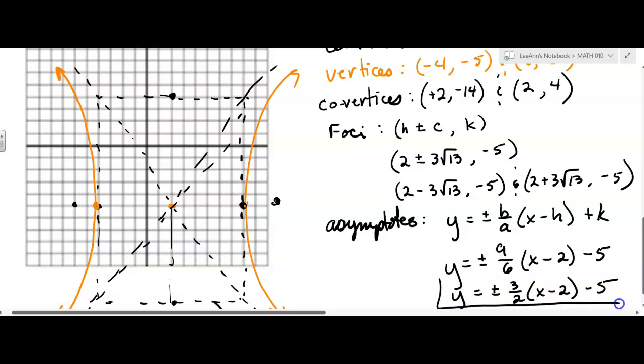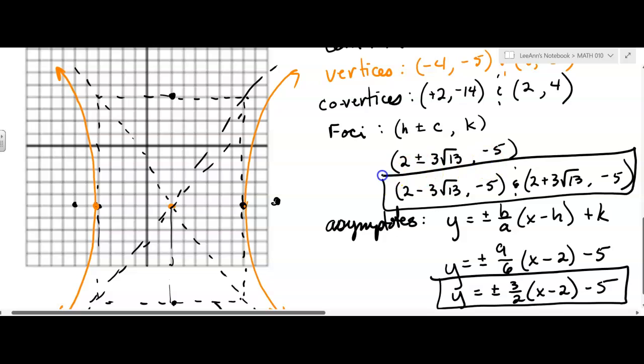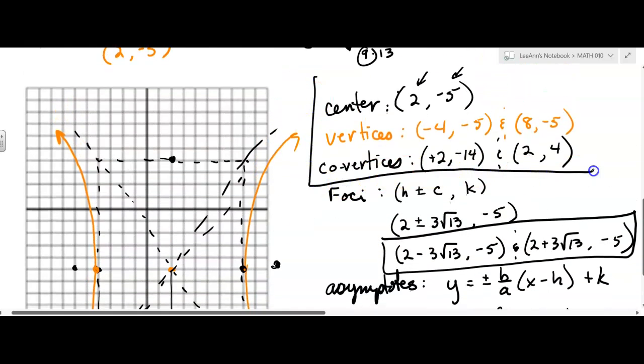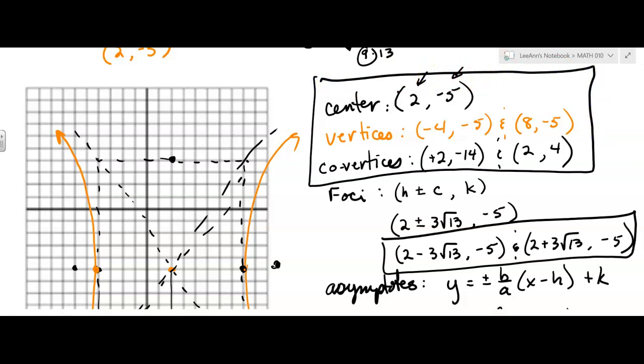Okay, so that's the asymptotes there. Here are the foci. And then the other stuff we had up here, the center, the vertices, and the co-vertices. Okay, so that's probably the longest, hardest problem that you could have.